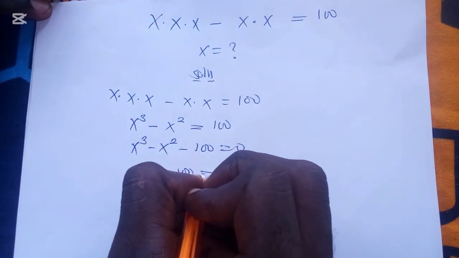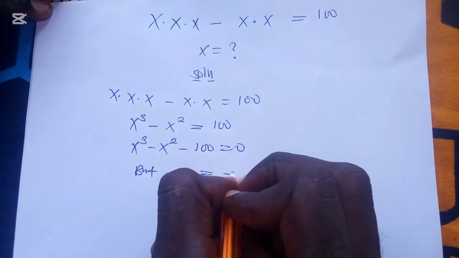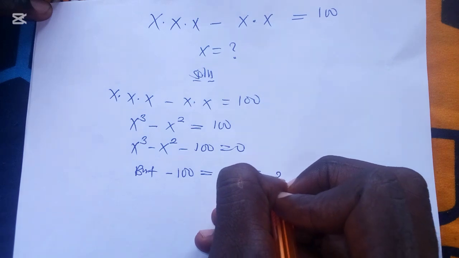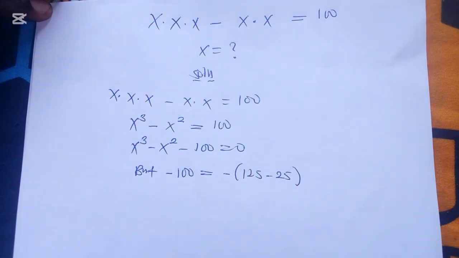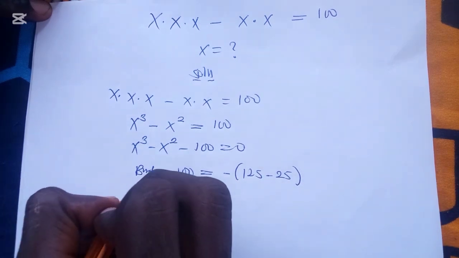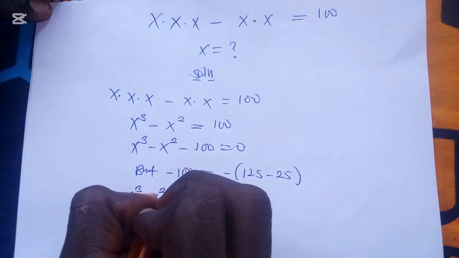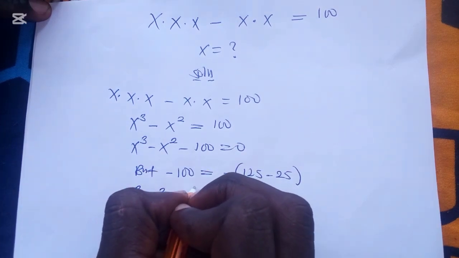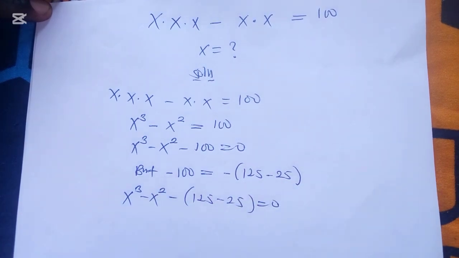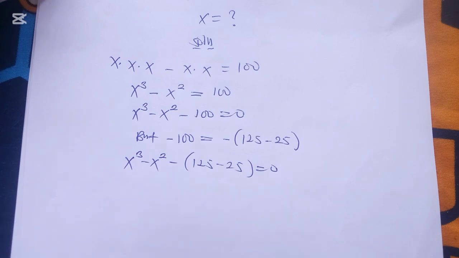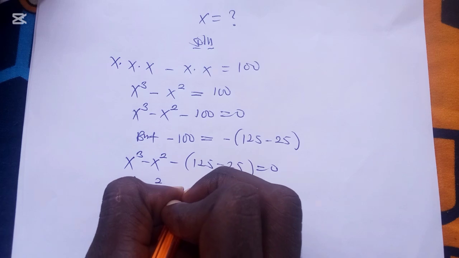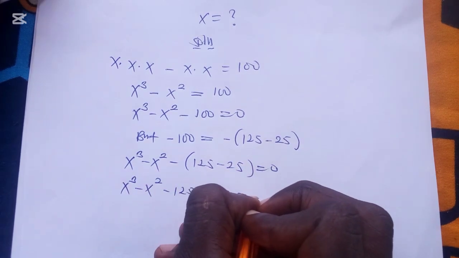But recall that minus 100 can also be expressed as minus 125 plus 25. Okay, because if you simplify this one, you're going to have minus 100 also. Now instead of minus 100, we use this one. We say x cubed minus x square, instead of this, we say minus 125 plus 25, then everything becomes 0. Now we simplify. To simplify this one, we say this is x cube minus x square minus 125, this is plus 25, then everything becomes 0.